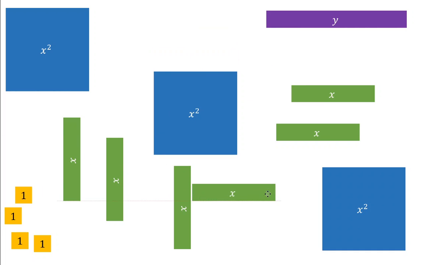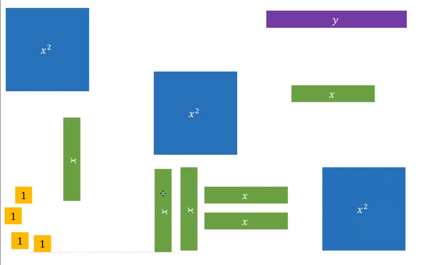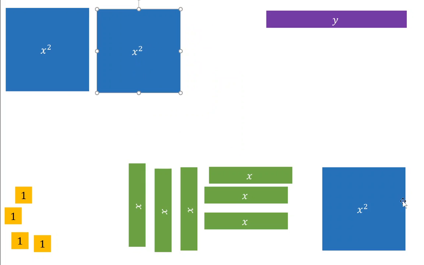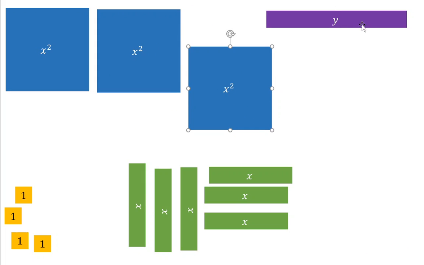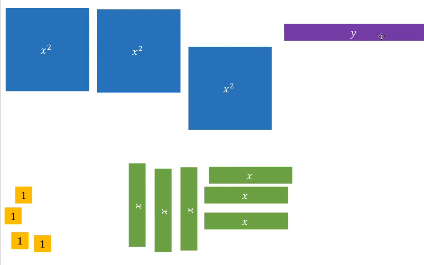And then let's get these x's together. It doesn't matter which way around they are. They're the same size as each other. They have the same area. And we've got all those x's together. And I'm going to get the x squareds together as well. And that's a different length to the x, so that's a different one, isn't it?